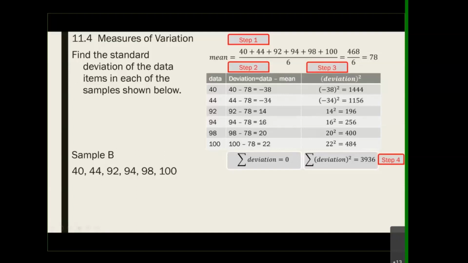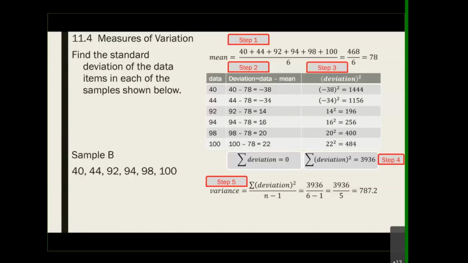And once you have 3936, what does step 5 tell us to do? We need to take this number and divide it by n minus 1, which is the same as before, which is 6 minus 1, which is 5. And if you divide this, you have 787.2. And again, like I mentioned, this is your variance, right? If they ask you for the variance, this is the number you plug in.